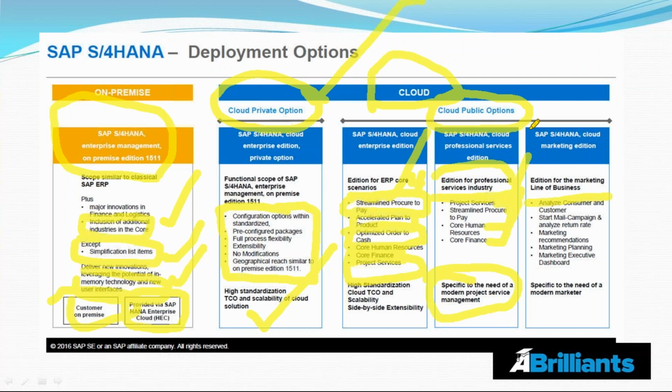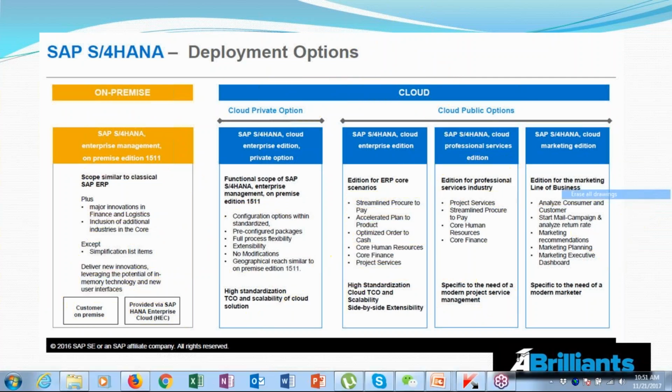Now, let's move to the next one, which is the marketing edition. Under the marketing edition of S/4HANA deployment, we look at the analytic aspect of customer to customer, start mail campaign and analyze return rates. We look at marketing recommendations, marketing planning, and marketing executive dashboards as well. So you understand now that with this deployment and with the HANA-based system on cloud and on premises, it gives you a much more analytic approach on how businesses and business procedures are being run using the S/4HANA application.